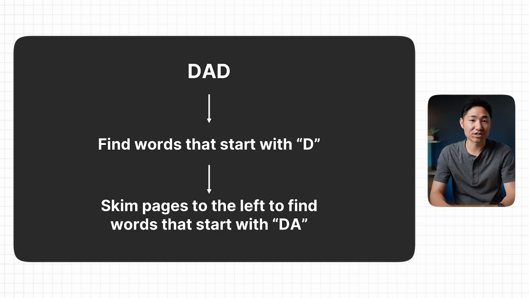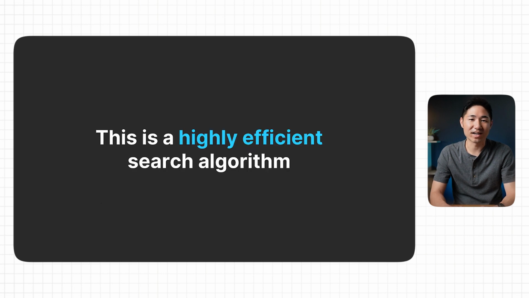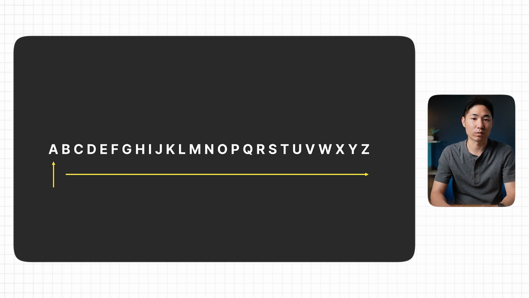And then you'd skim pages to the left since DA is one of the earlier words that start with D. Without knowing it, we're performing a highly efficient searching algorithm. If you think about it, it's more efficient than a linear search where you start at the first word of the dictionary and keep looking until you find the word dad.